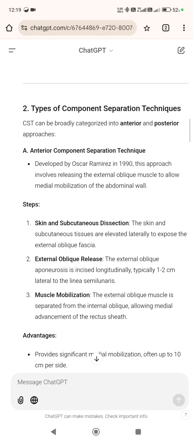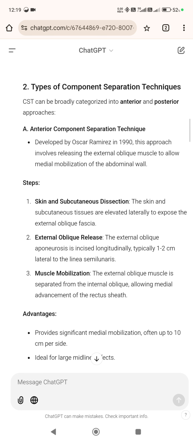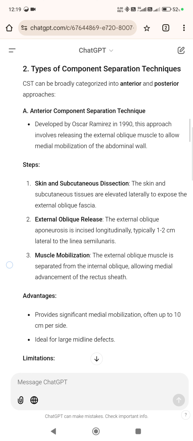2. Types of component separation techniques. CST can be broadly categorized into anterior and posterior approaches. A. Anterior component separation technique. Developed by Oscar Ramirez in 1990, this approach involves releasing the external oblique muscle to allow medial mobilization of the abdominal wall. Steps. 1. Skin and subcutaneous dissection.